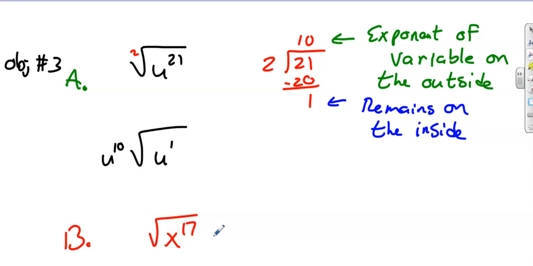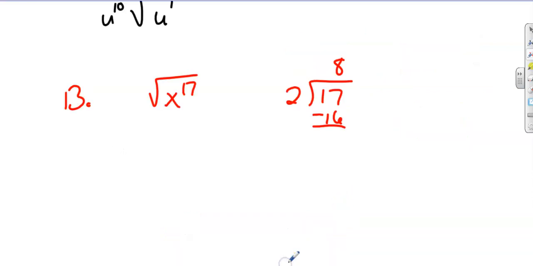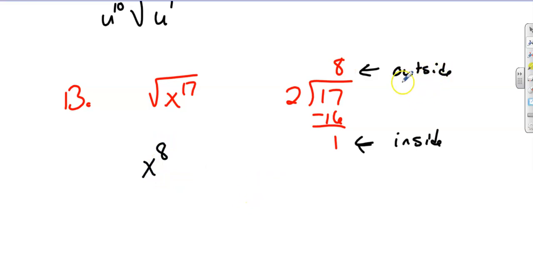And if it's the square root of x to the 17th, same thing, we're just going to divide 2 into 17. Goes 8 times with 1 left over. So x to the 8th is going to go on the outside, and 1 is going to be left on the inside. On the inside, we're going to have 1 left over, so we're going to have the square root of x to the 1st, which again, we can just leave as just x there.